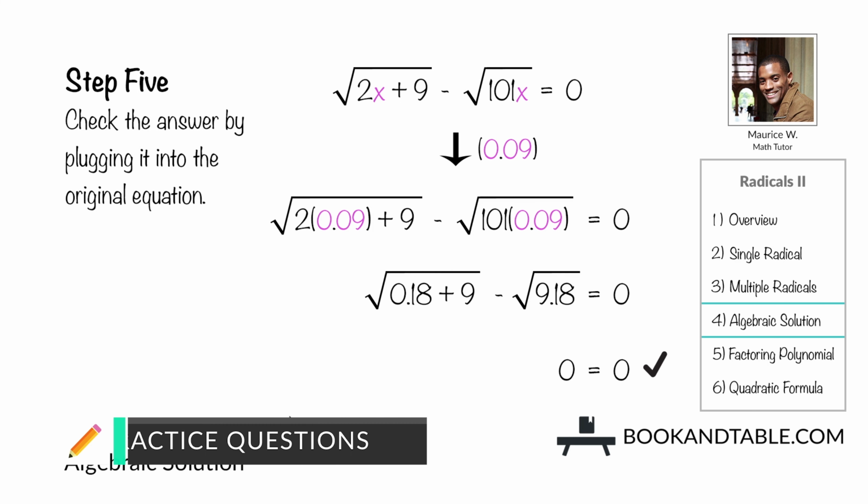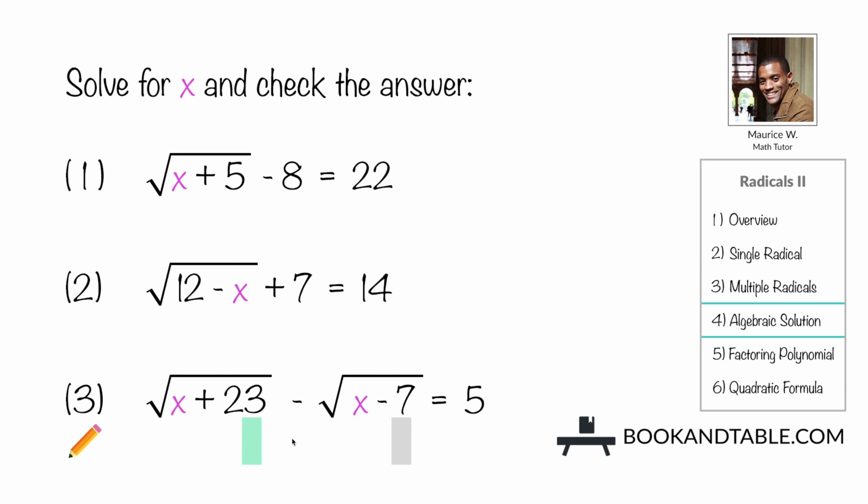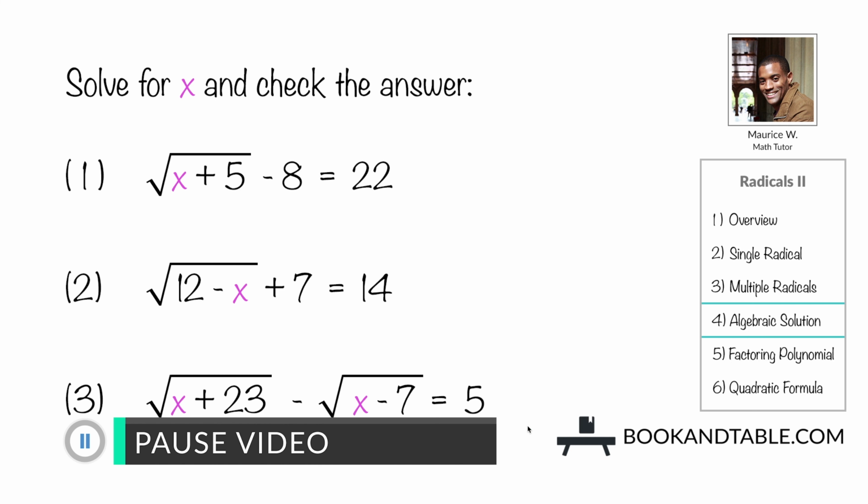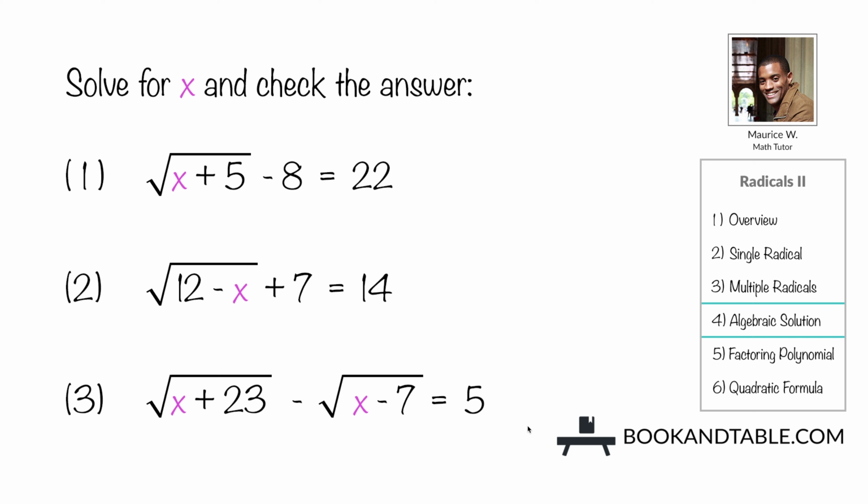Let's have you do a few practice questions now. Solve for x and check the answer. Question number 1. The square root of x plus 5 minus 8 is equal to 22. Question number 2. The square root of 12 minus x plus 7 is equal to 14. And question number 3. The square root of x plus 3 minus the square root of x minus 7 is equal to 5. Pause the video, answer these questions, and then press play when you are ready to begin.